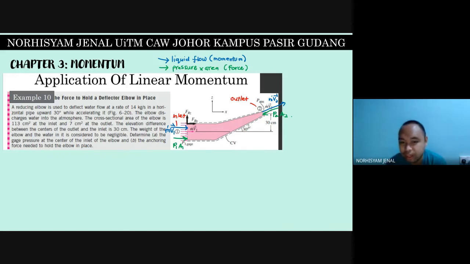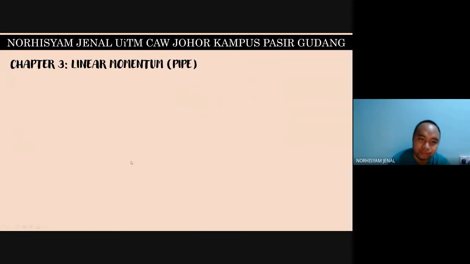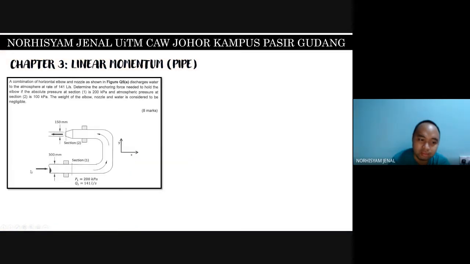Right? So we have P1A1 coming into the system. Coming into the system also is P2A2. Direction is coming into the system, elbow. For a question like this, it's the same also. P1A1 into the system, P2A2 coming into the system. Right? This question is the same. P1A1 coming into the system, P2A2 will go into the system.